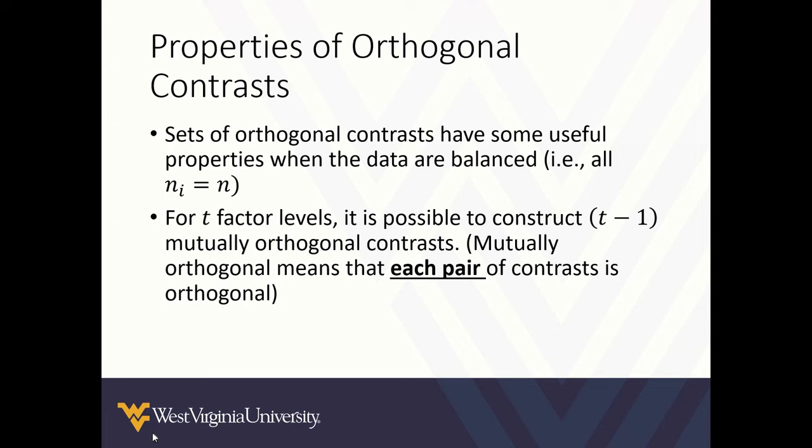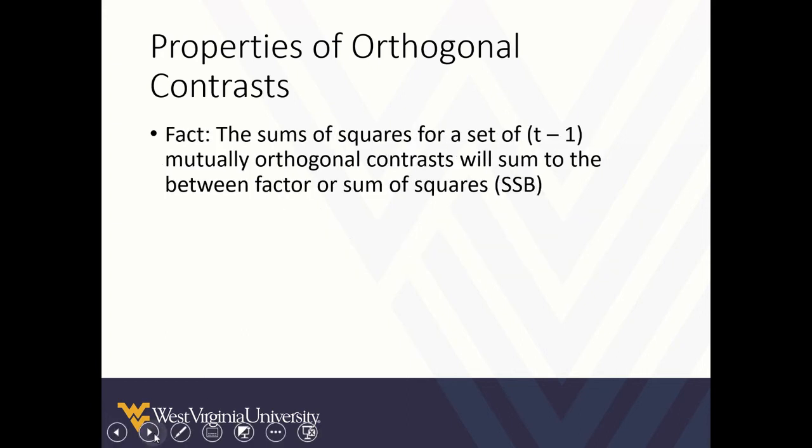In our mice example, we had 3 populations, red door, black door, green door, and so we were able to construct 3 minus 1 orthogonal contrasts. Nice, lovely fun fact that helps us out. The sum of squares for the set of t minus 1 mutually orthogonal contrasts will sum to the between-factor sum of squares.